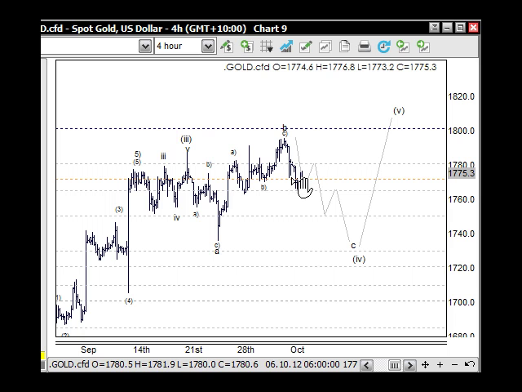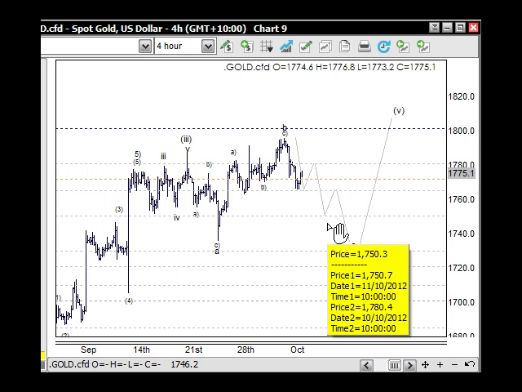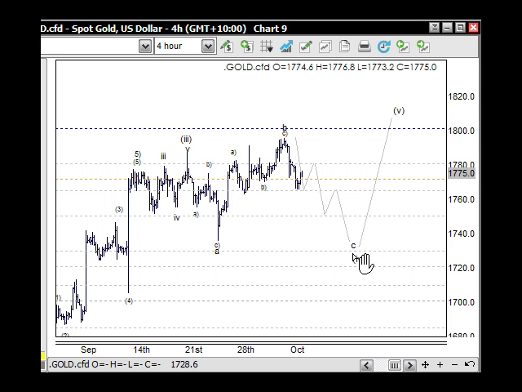If we do have 5 waves in through here, we'd be looking for a wave 2 to come into play, then a wave 3 to the downside through here, and a wave 4 across here, and a wave 5 down. So it could come lower, it may stay higher through there. Let's just see how it pans out, and also keeping an eye on the US dollar as well.